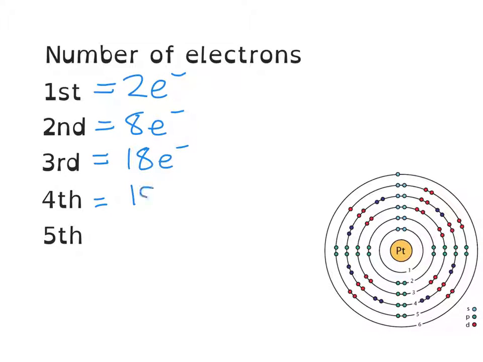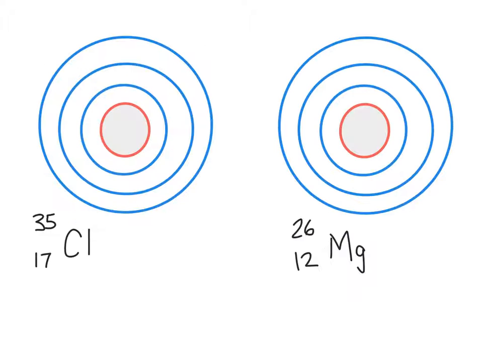The fourth one is 18 plus another 14, so this one becomes 32, and the fifth is also 32. Typically, I'm not going to ask you to draw a Bohr model for an element that needs electrons at a higher level, but you can find them online and figure out how they break up.